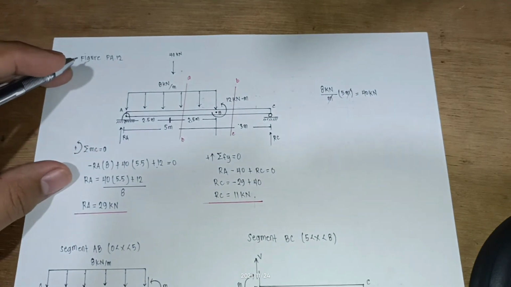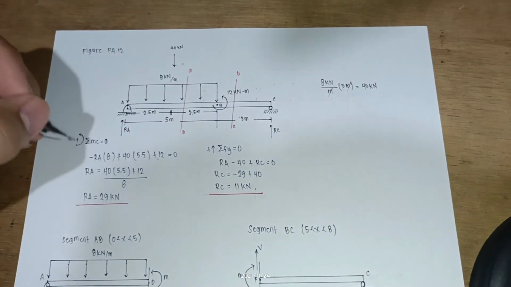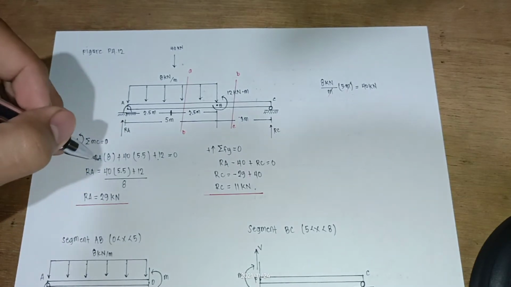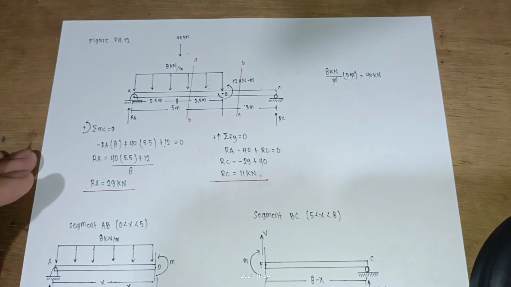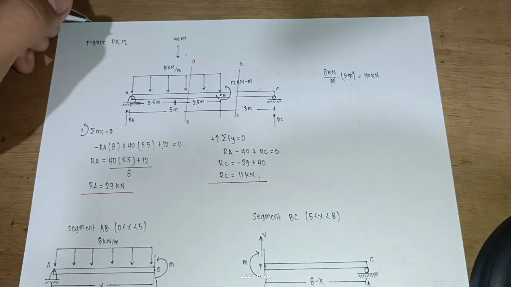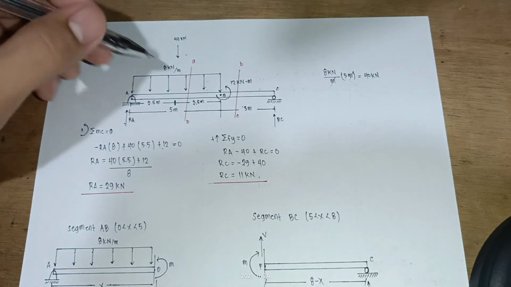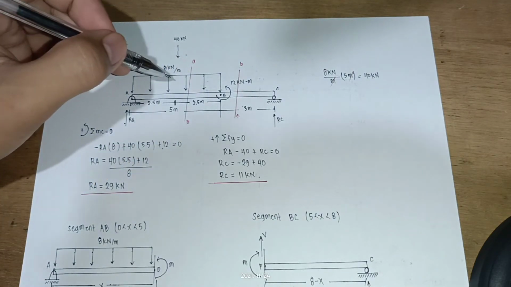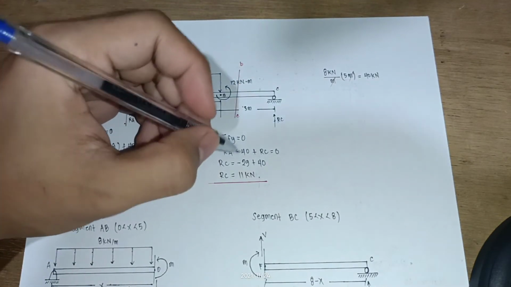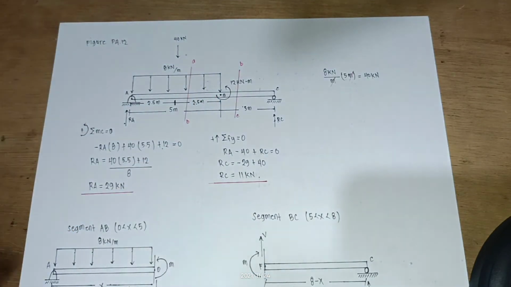Then I'm getting the value for the reaction at A. Reaction A is equal to 40 times 5.5 plus 12, divided by 8. It will give us 29 kilonewton. Summation of forces in Y, taking up positive, is equal to 0. Therefore, RA positive minus 40 kilonewton plus RC is equal to 0. Therefore, RC is equal to negative 29 plus 40. Therefore, RC is 11 kilonewton.